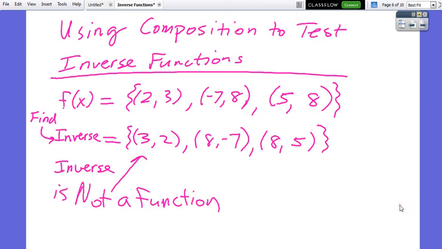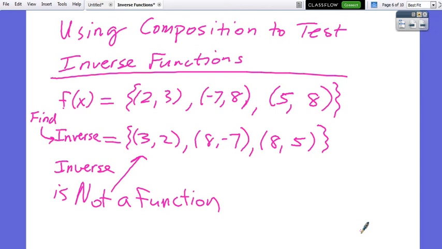Okay, so when we're using composition to test inverse functions, let's go back real quick before we get into the composition. Just remember how to test a function. If I have function f, and these are the points in function f, and I want to find the inverse, I'm just going to swap the x and y values, and I get these new sets of coordinates. But notice that in my inverse I've got repeating 8s where the x values are, which means this inverse is not a function. So we just did an observation test, and we determined that the inverse was not a function.